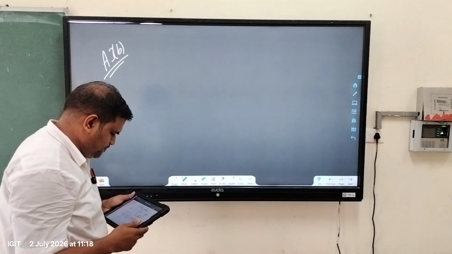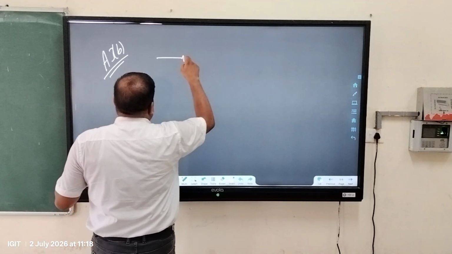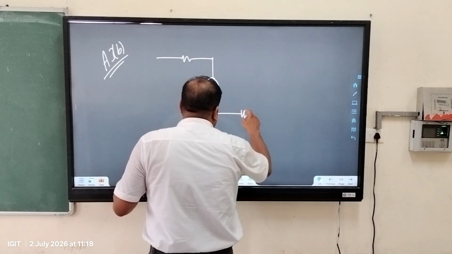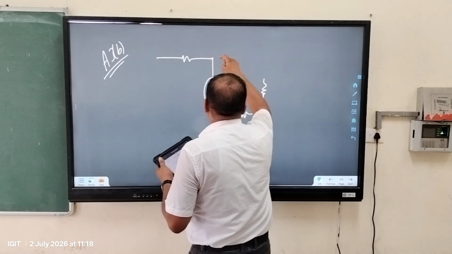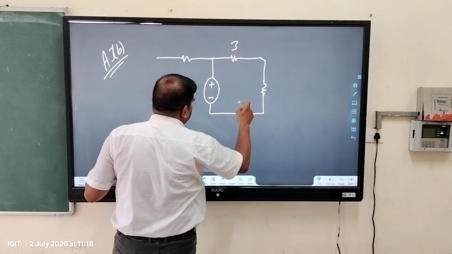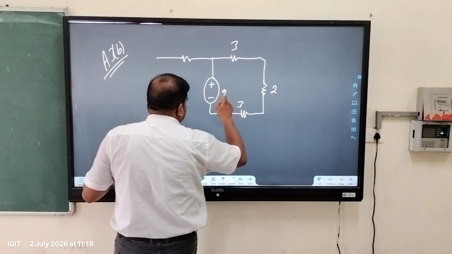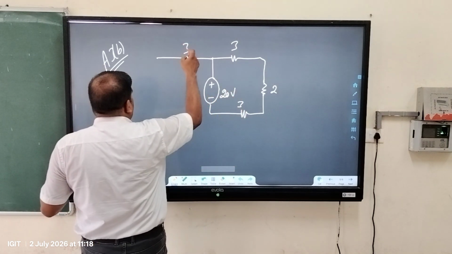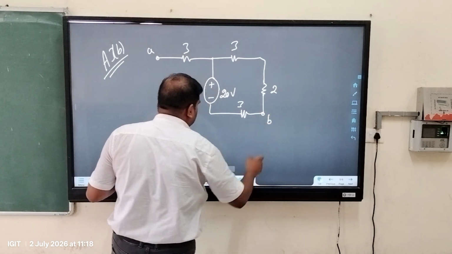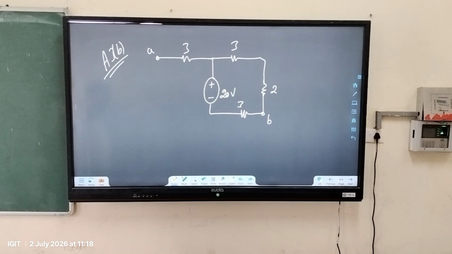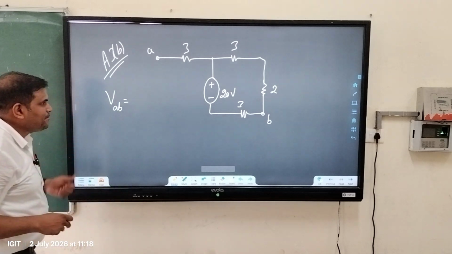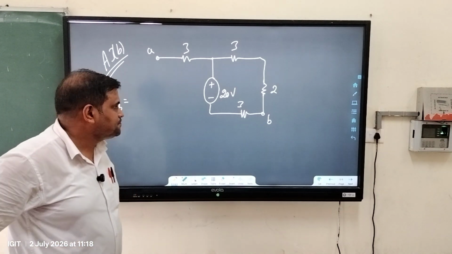Let me write the question here. Here one resistor is given along with one voltage source. Then there are 3 resistors given here. Simple question. This is 3, this is 2, and this is 20 volts, and here is 3 ohms. The examiner is asking, what is the voltage VAB? How to find out VAB?